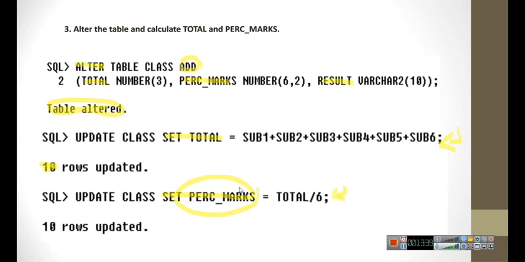Percentage marks will be updated. So here you can see 10 rows updated. So this is how you calculate the percentage. So 2 columns we have completed, total and percentage. Now we are going to see the result.